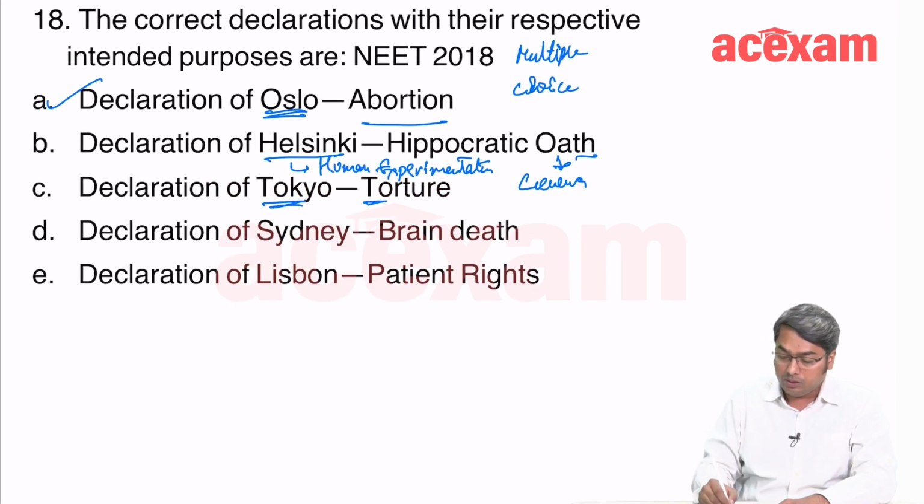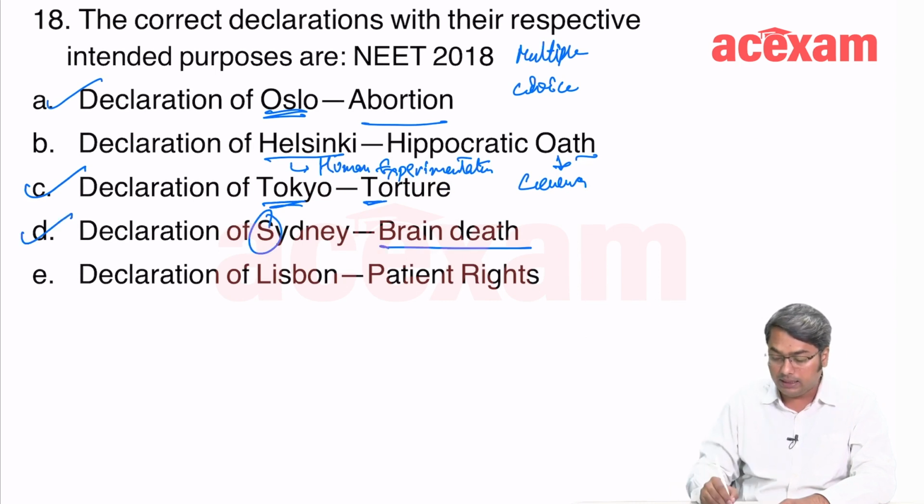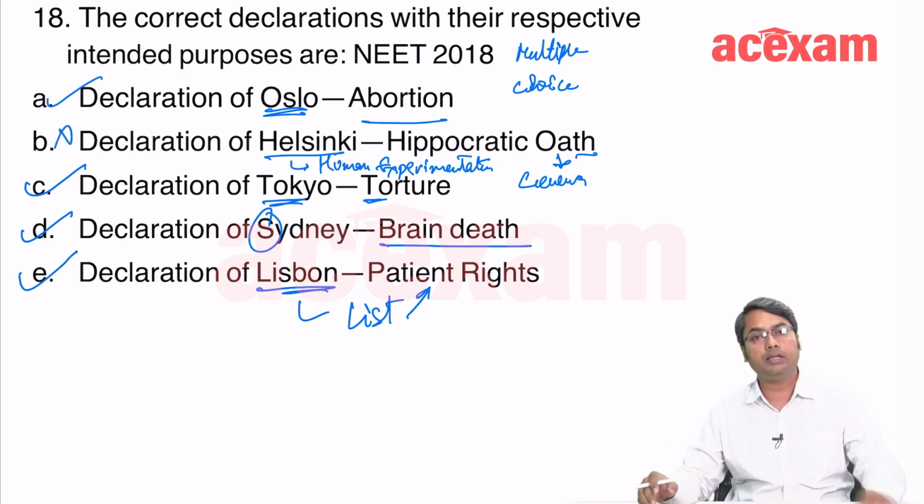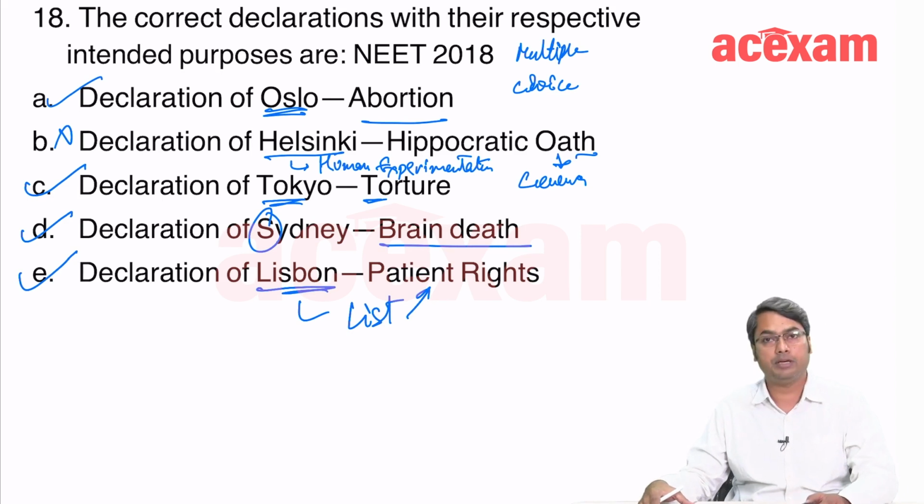Tokyo, T for T, deals with torture. Declaration of Sydney discusses brain death, and Declaration of Lisbon gives a list of patients' rights. So these are also true. Only this option is wrong, since Declaration of Helsinki is about human experimentation.